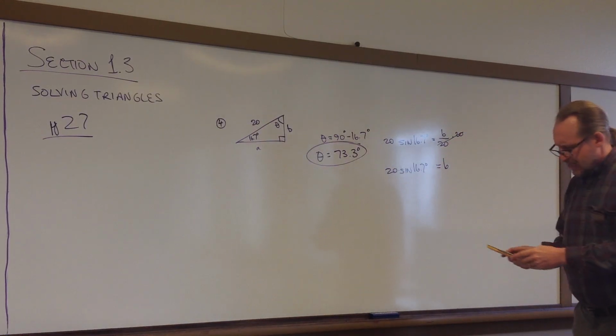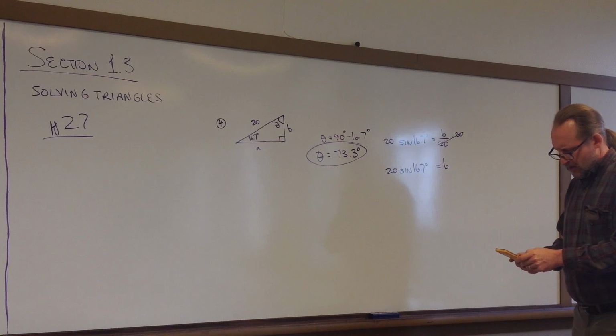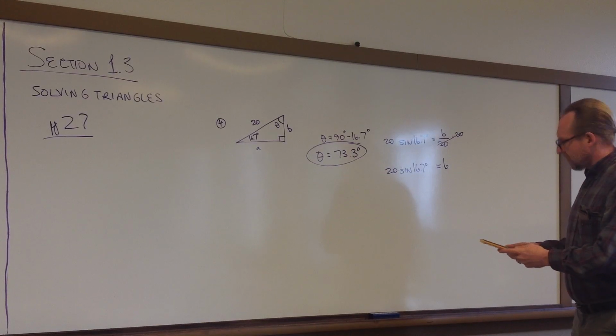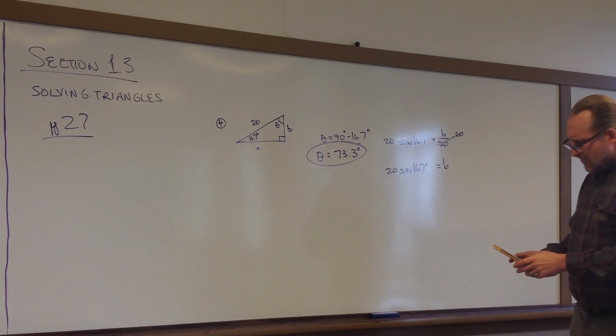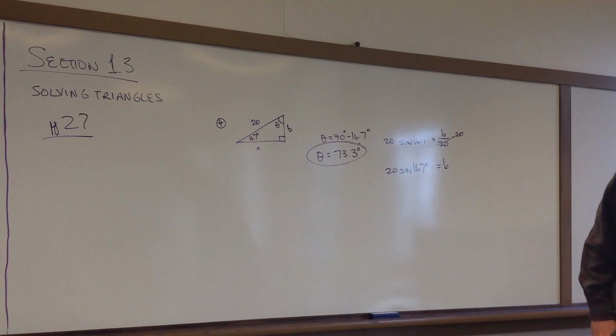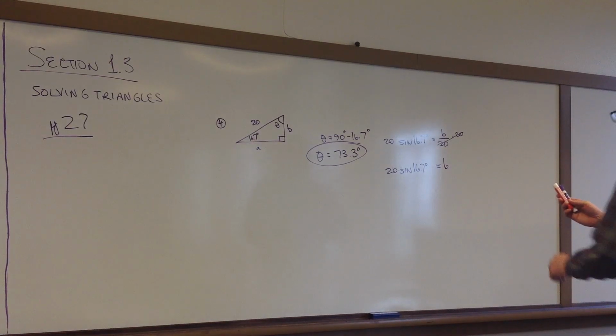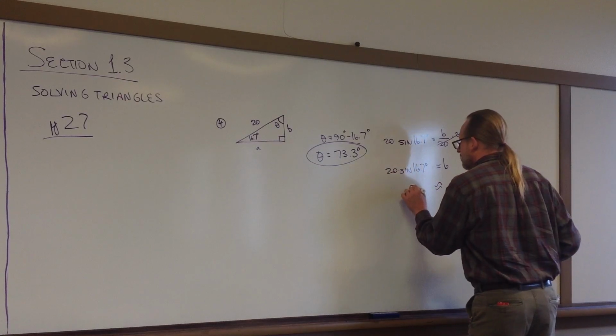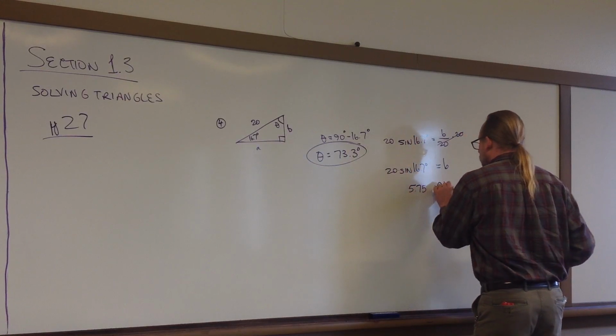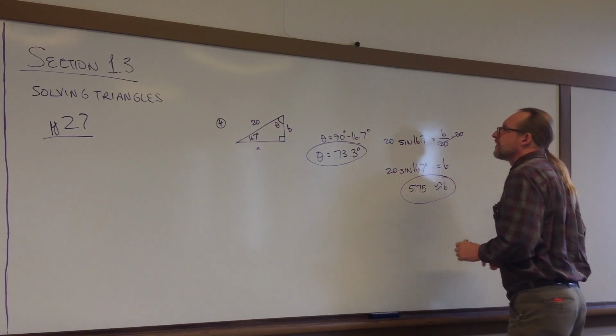All right, so we are in degrees, so 20 times the sine of 16.7 comes out to about 5.75. We're going to round this to the nearest hundredth. 5.75 for that one.